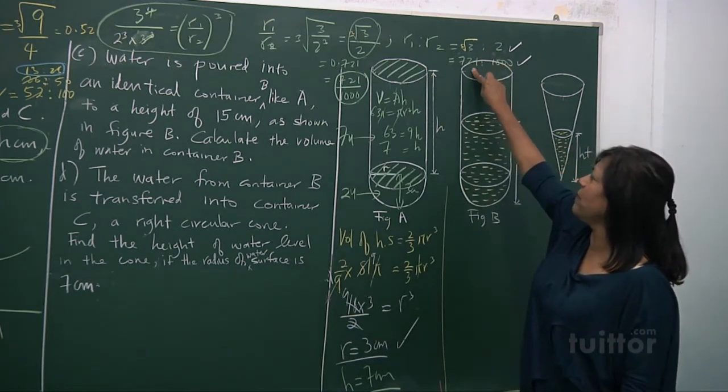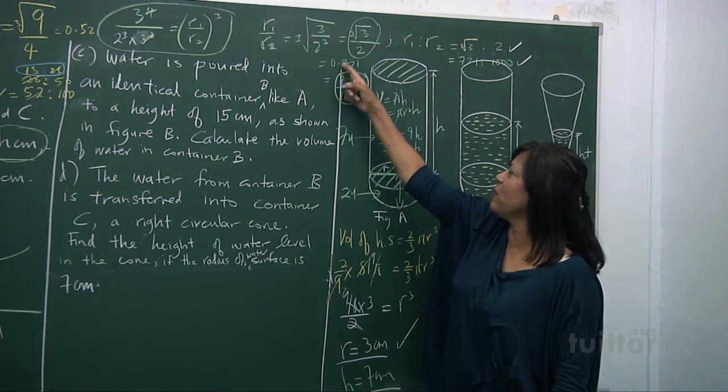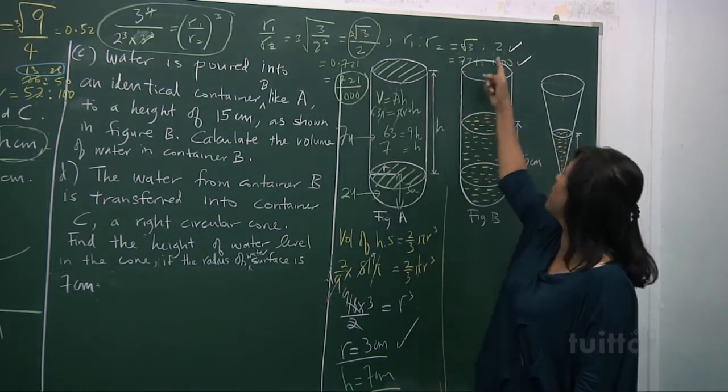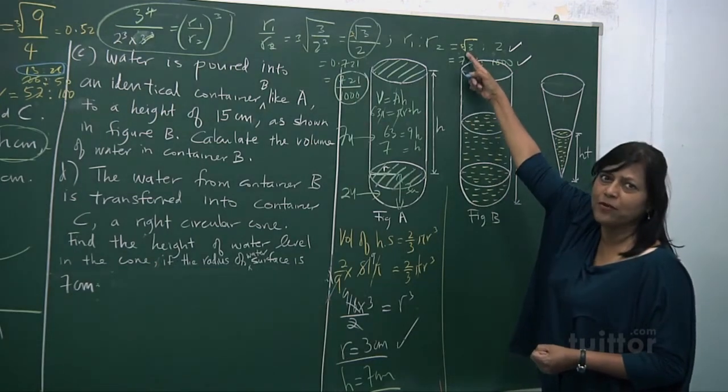And the ratio will be 0.721, which is 721 is to 1000. Or I could leave it in the exact value for the radius.